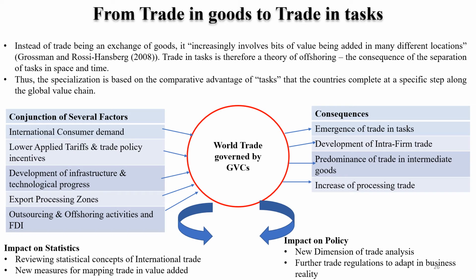At the same time, globalization pushed many countries to reduce tariffs and other trade barriers. So more goods are being traded. So there is an increased market size, and it also helps the intermediate goods to cross the border easily.